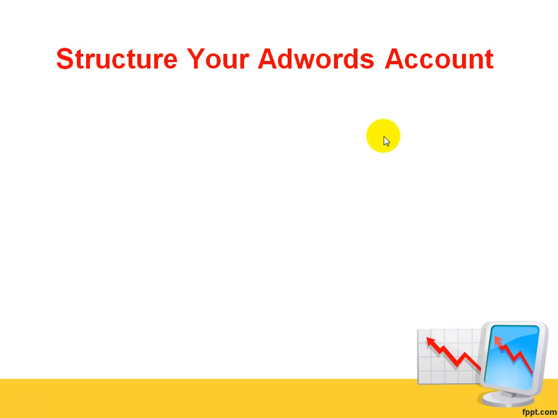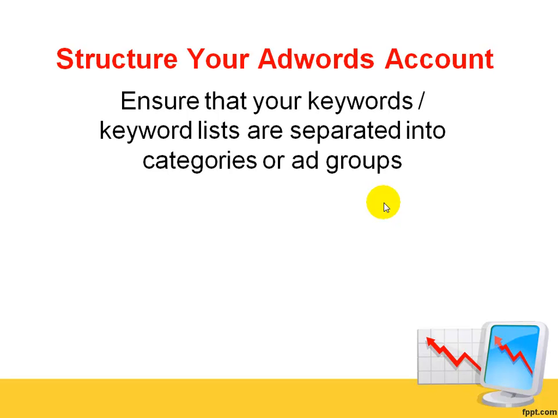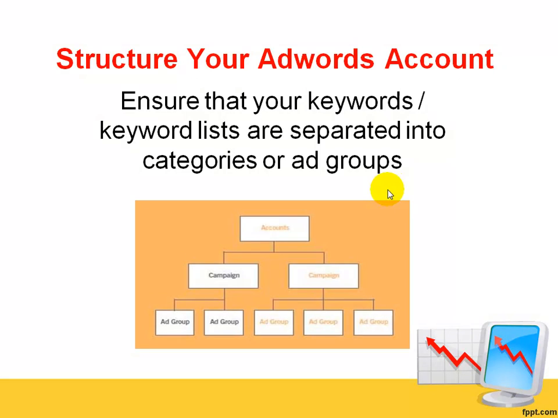Structuring your AdWords account. You need to ensure that your keywords or keyword lists are separated into categories or ad groups. And here's what I mean. Here's your main account. Now you may have a campaign here for hand cream and a campaign here for foot cream. Keep them separate. So let's look at the campaign for hand cream. You may have a keyword list here for your hand cream and a keyword list here, a completely different keyword list for your hand cream.